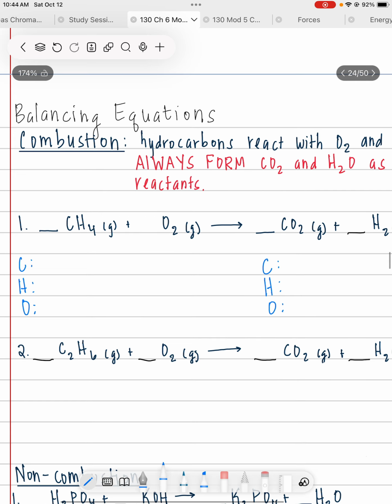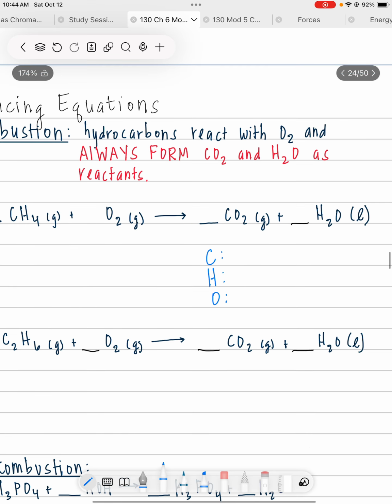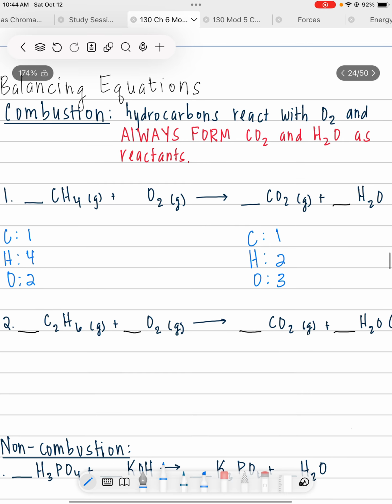So our first one, we have how many carbons? We have 1. We have 4 hydrogens and we have 2 oxygens. And then over here, it's always going to be 1, 2, 3. So the first thing we do is look at our carbons. Well, those match up on both sides, so we're good. Let's look at our hydrogens. We have 4 on the reactant side and 2 on the product side.